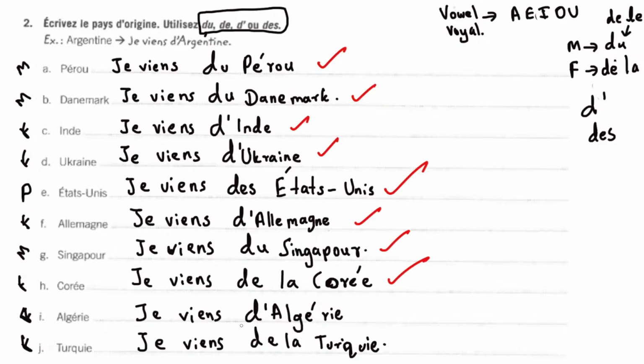And je viens d'Algérie because A is a vowel. Je viens de la Turquie because Turkey is feminine. We have to put de la. And that's basically how we do this kind of thing.